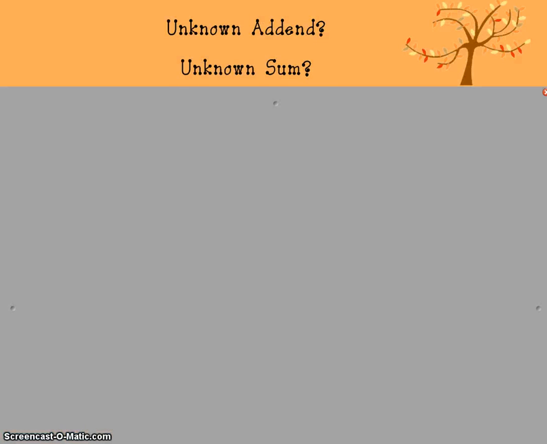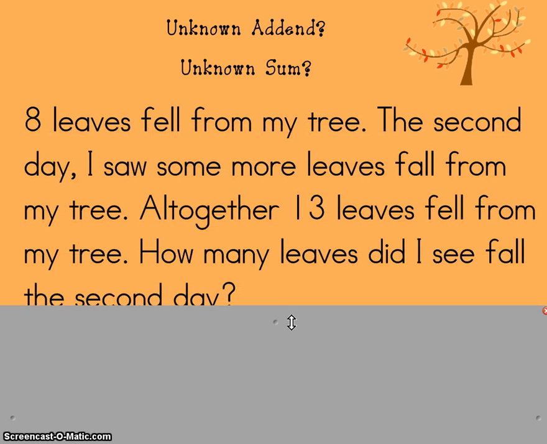This is where it gets really tricky. When you read a word problem, nobody's going to tell you, oh, you have to figure out the sum for this one, or, oh, you have to figure out the unknown addend. You have to be able to read the problem or listen to the problem and figure out what the question is asking you to do. Are they asking you to figure out the unknown addend, or is the problem asking you to figure out the unknown sum? So we're going to practice a couple of problems and see if we can figure out which part we're supposed to figure out, the unknown addend or the unknown sum. Let's take a look at this first problem.